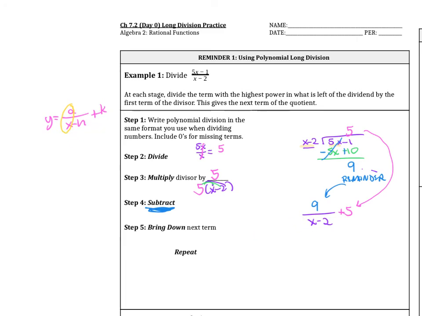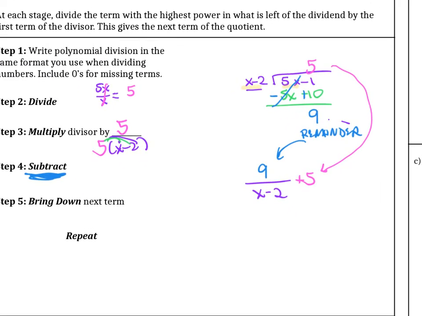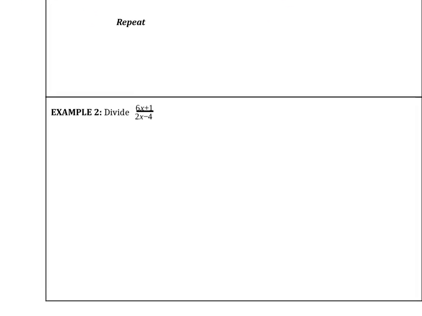So again, when we're looking at that, the reason why we do that is so we can use transformations to graph this. And so we notice here the x minus 2 means it shifted right 2 and up 5, and then we would only need to graph the 9 over x. But let's just continue with dividing.